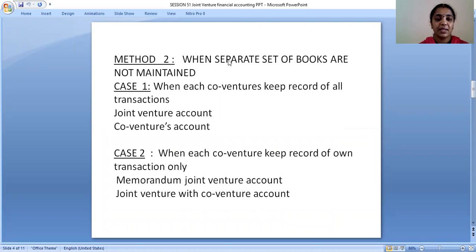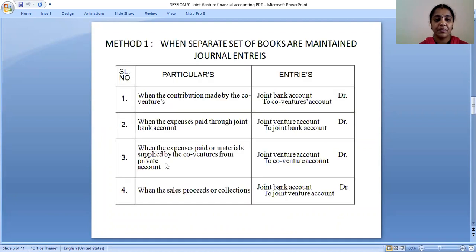In the second method, when separate set of books are not maintained, there are two cases. Case 1 is when each co-venturer keeps records of all transactions; under that, the joint venture account and the co-venturers account will be prepared. Case 2 is when each co-venturer keeps records of own transactions only; then the memorandum joint venture account and the joint venture with co-venturer account will be prepared. First we'll see the first method.